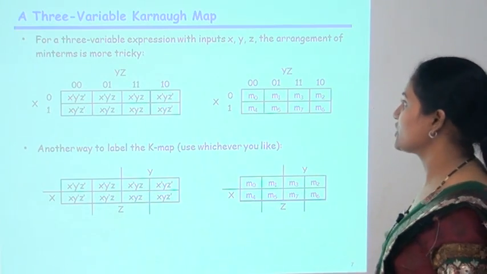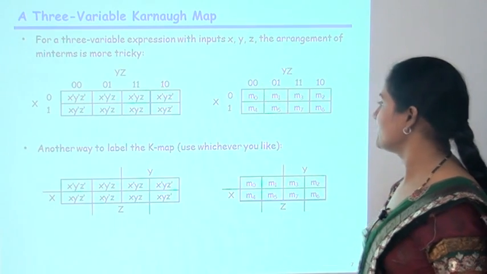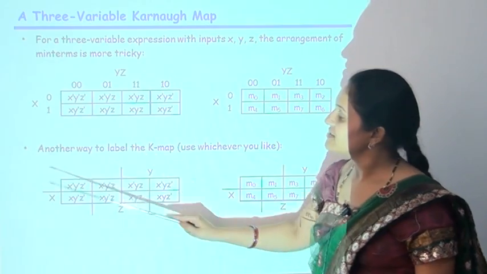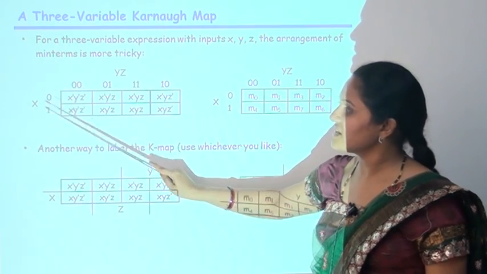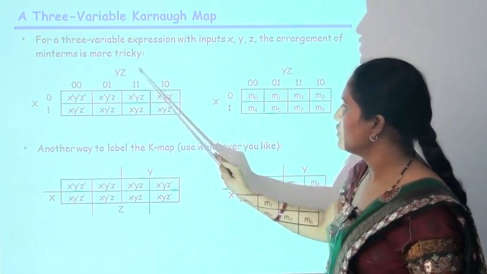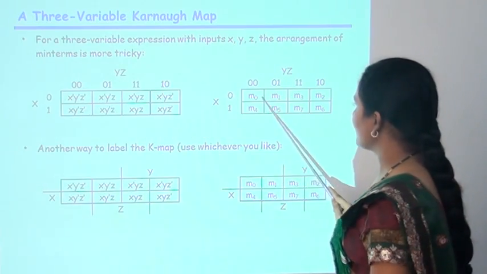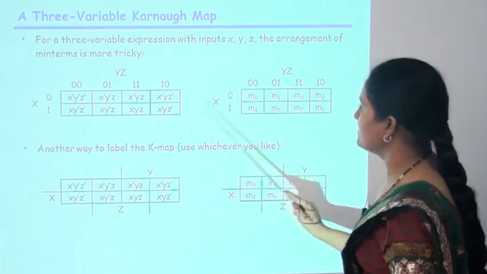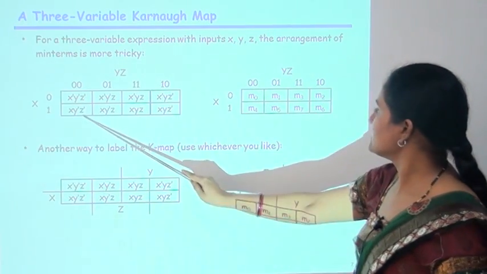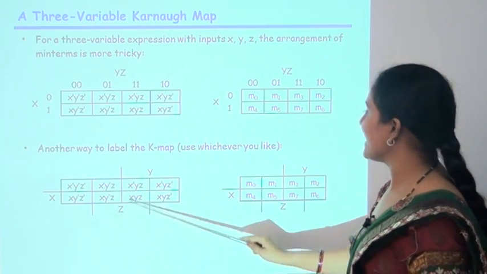Now for the 3-variable Karnaugh map, let's take 3 elements, 3 inputs x, y and z. Then the arrangement can be made, a tricky arrangement. So here, this is the 0 1, that's the x' and x part. This is 0 0, 0 1, 1 1, 1 0. So this is the yz part, this is the x part. So we can also write it like this: whatever this value is can be equivalent to m0, this is m1, m3, and m2. This is m4, m5, m7 and m6. This can also be written like this.